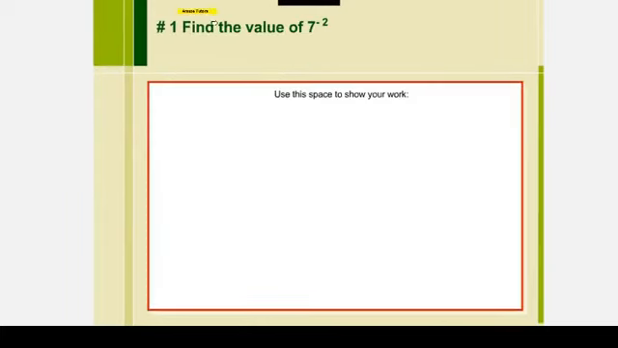So there are some practice questions for us to try. Find the value of 7 power negative 2. Let's use this space. So what did I tell you? I need to reciprocate it. Whenever it is not a fraction, if it is a whole number, you can actually have 1 in the denominator so that it will be a fractional form. Now switch it around. 1 goes to the numerator, 7 squared with positive exponent comes to the denominator. So this is how you will change the negative exponent to positive.